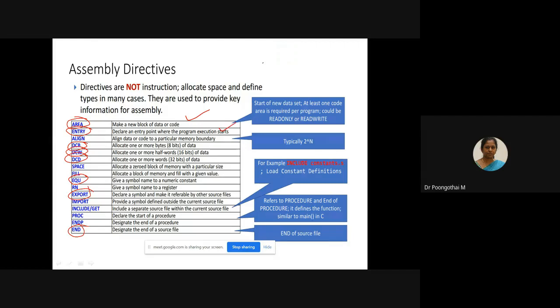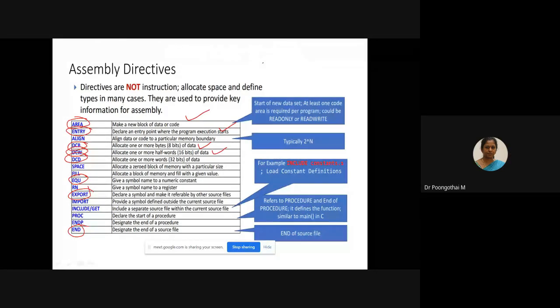DCB is defined constant byte. It is used to allocate one or more bytes, that is, 8 bits of data. Next one is DCW for 16 bits of data. DCD is used to allocate one or more words, that is, 32 bits of data. And EQU is used to assign a symbol name to a numeric constant. EXPORT is used to declare a symbol and make it referable by other source files. END is the termination of the program. Please note it down.